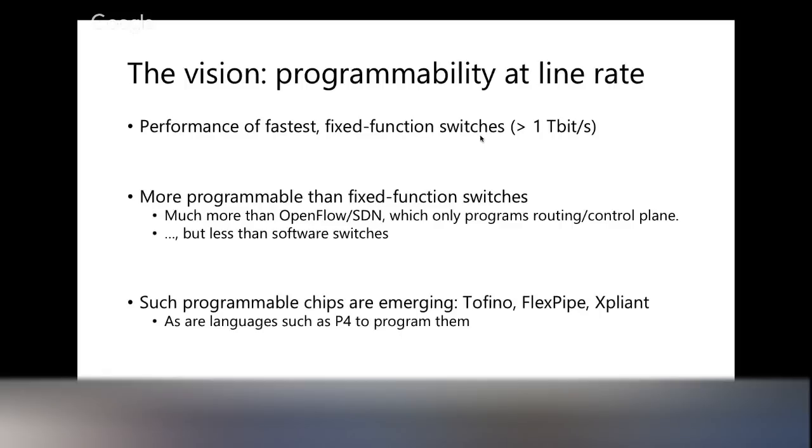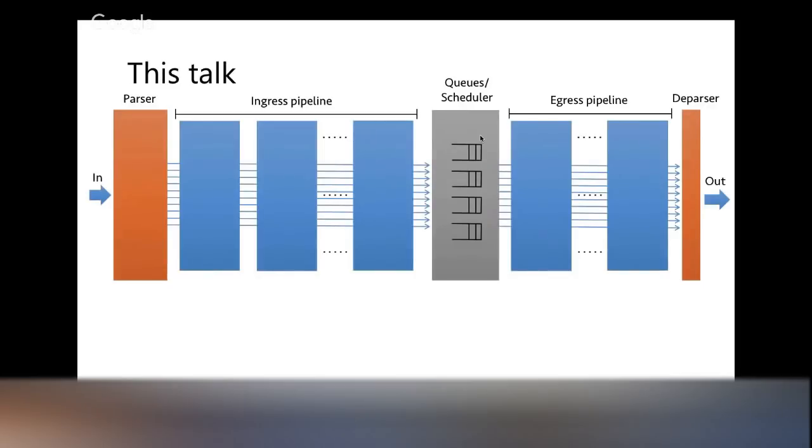So over the past 3 years or so, several chips have emerged around this paradigm. And the most recent of these chips have performance comparable to the fastest fixed function chips today. There are also languages such as P4 emerging to program these chips. So with that context, let me describe the internals of a switch so that I can then describe my own contributions within the context of a switch internal.